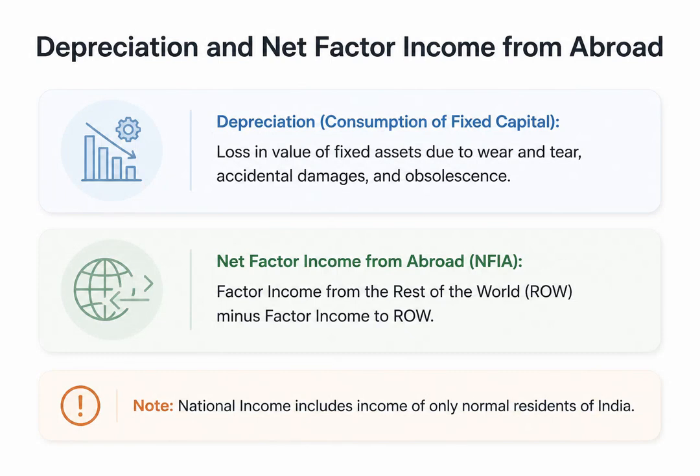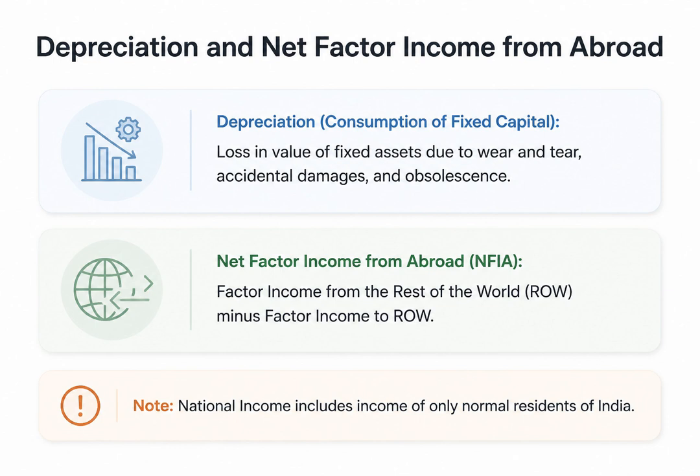Two other crucial adjustments in national accounting are depreciation and net factor income from abroad. Depreciation, also known as the consumption of fixed capital, accounts for the wear and tear or obsolescence of machinery and assets over time. Net factor income from abroad, or NFIA, is the difference between the income earned by Indian residents working overseas and the income earned by foreign residents working in India.